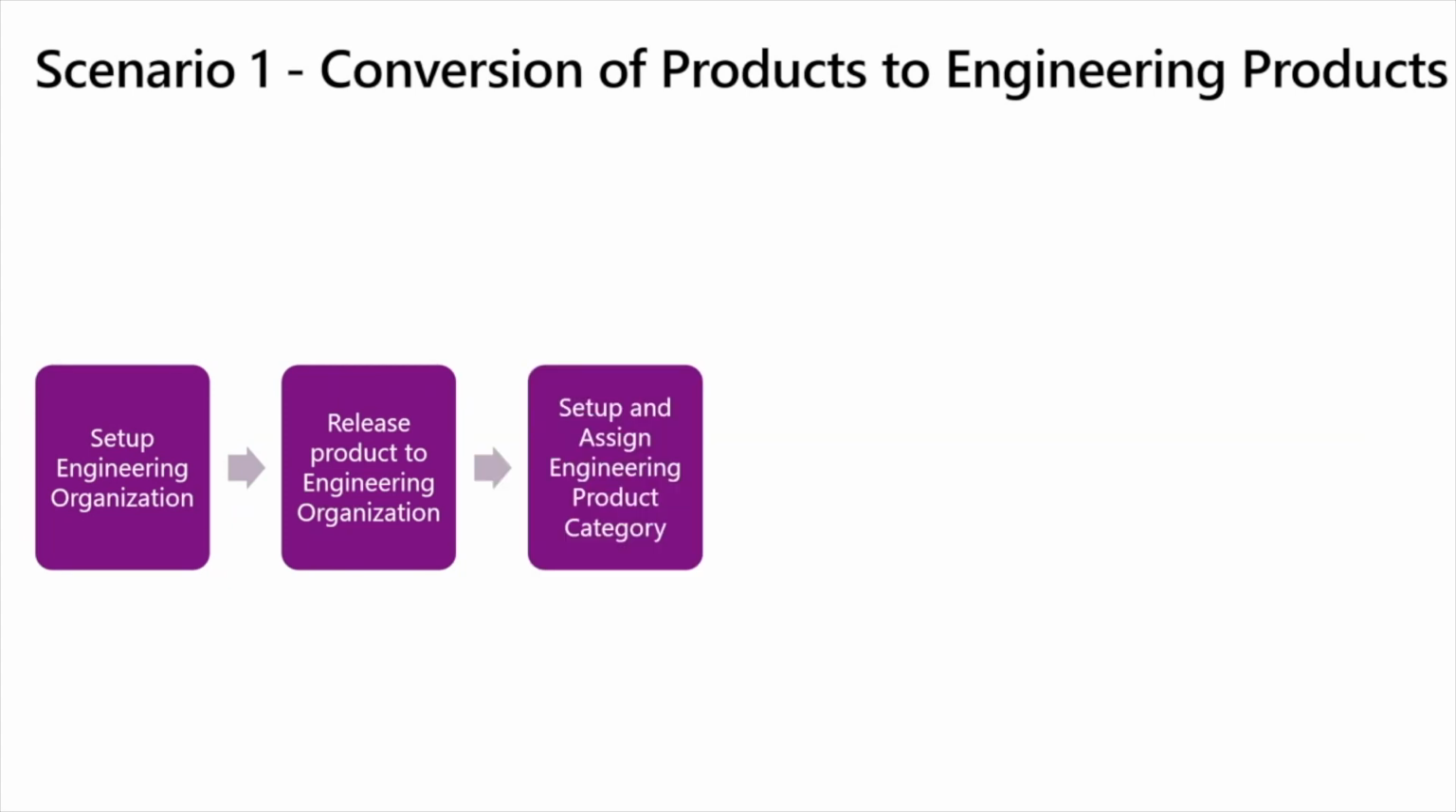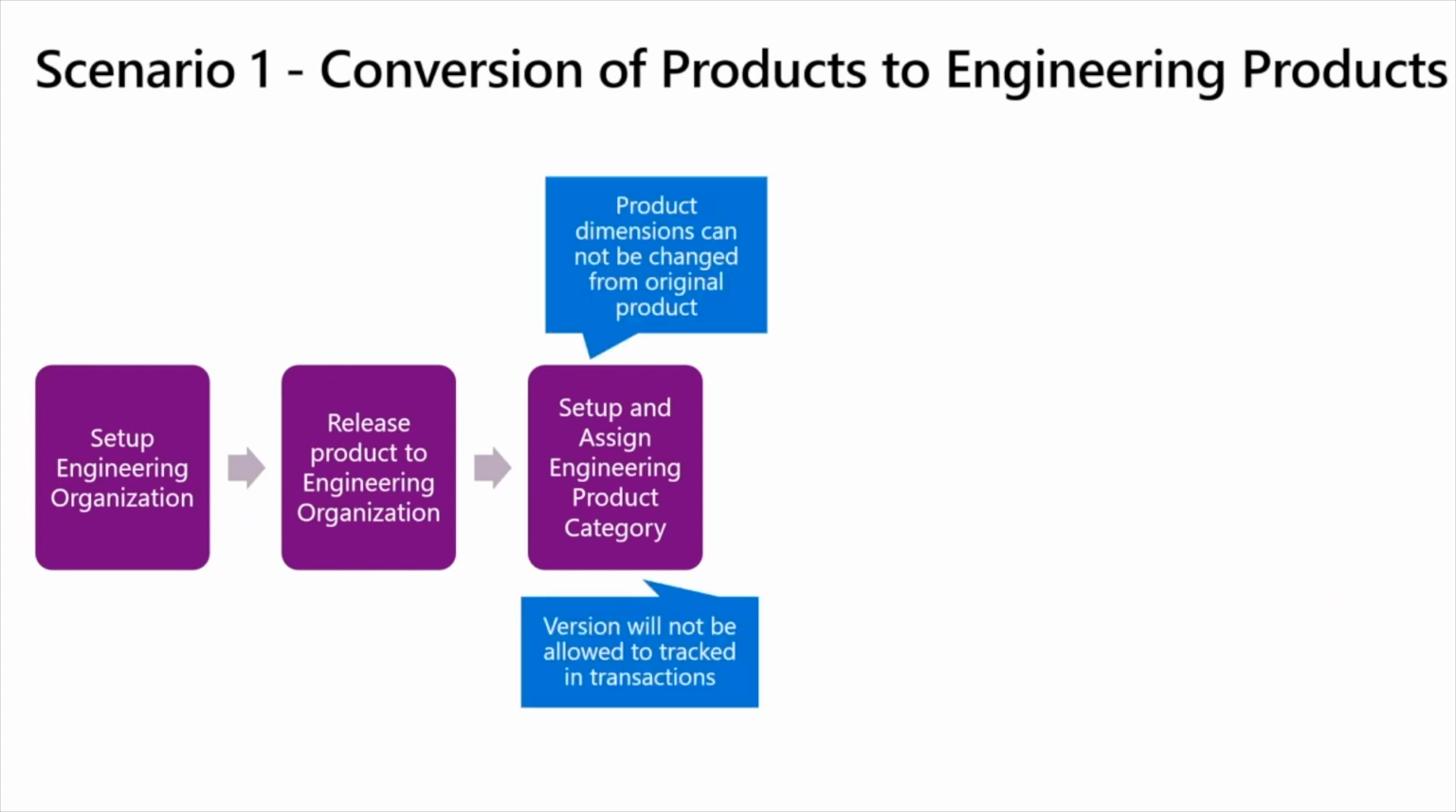Then set up the engineering product category. What will be the product type? What should be the product subtype? What should be the right production type for this product, engineering product? Couple of things which you have to keep in mind while setting up the engineering product category. The first thing is product dimension. Product dimensions will not be allowed to change if the product has current dimensions.